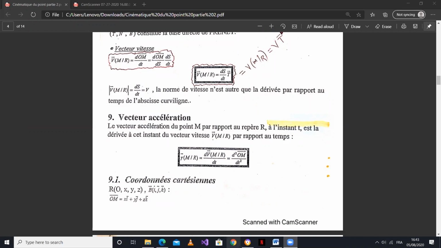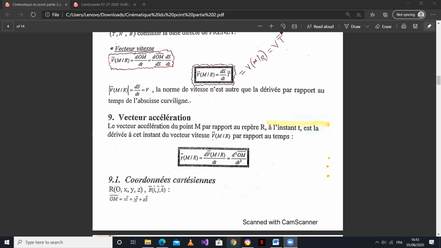So we have already calculated the velocities in the Cartesian coordinates, cylindrical coordinates, spherical coordinates, and in the coordinate finite now. We already have the expressions for the velocities. So for us to find the acceleration, we'll simply go back to those expressions for the velocities and derive them une fois de plus, a second time, and we are going to get our expressions for the acceleration.